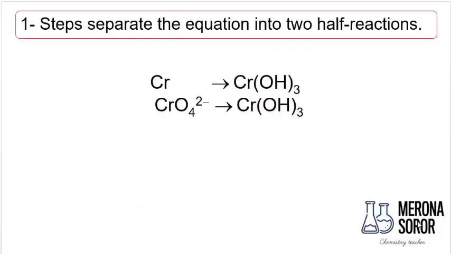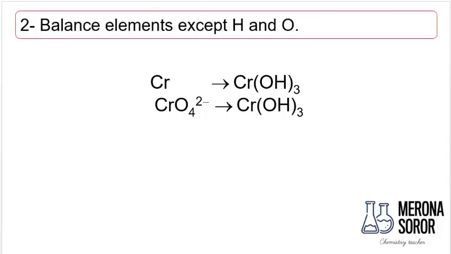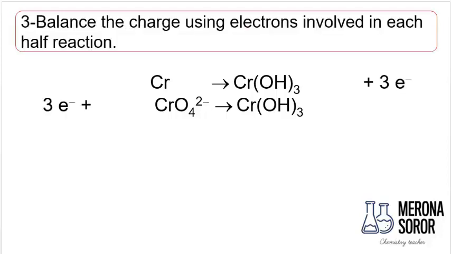Step 1, separate the equation into two half reactions. The first one is the half oxidation reaction. The second one is the half reduction reaction. Step 2, balance elements except hydrogen and oxygen. The only species that has to be balanced now is chromium. In the two equations, it is already balanced.